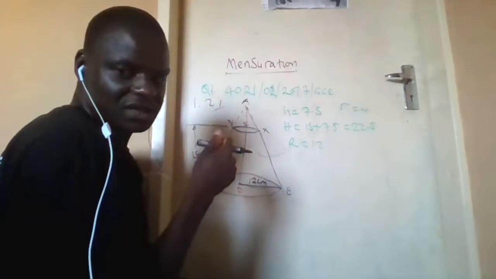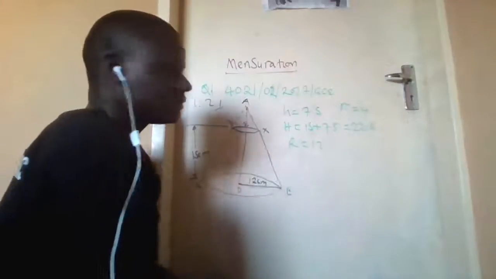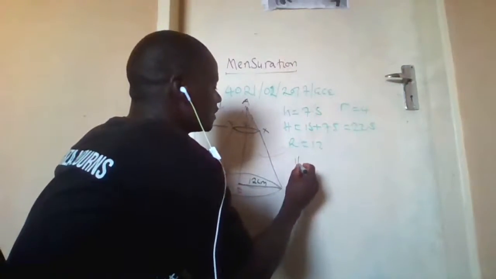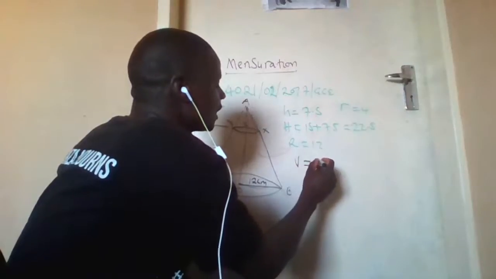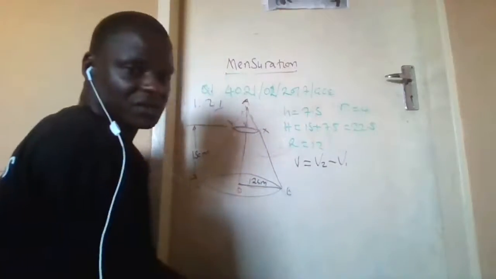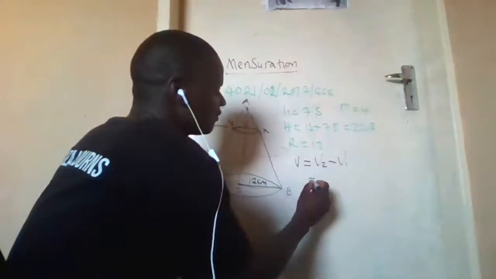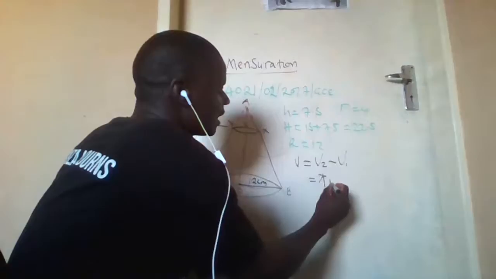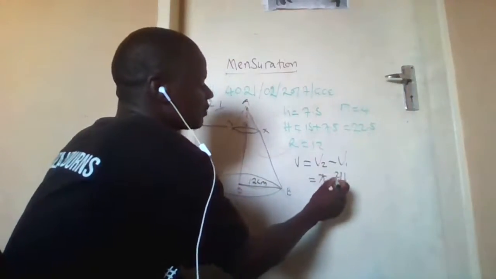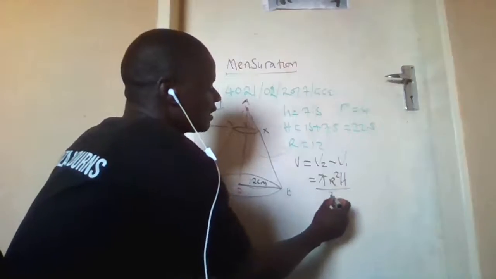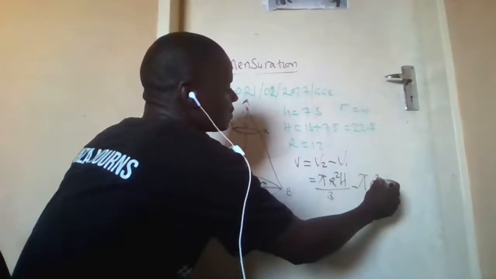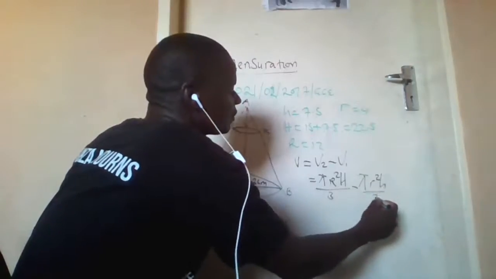It's not something that you can just get within a fraction of a second. So we're going to say that the volume is equal to the volume of a big cone minus the volume of a small cone. The volume of a big cone is pi R squared H divided by 3, minus pi r squared h over 3.